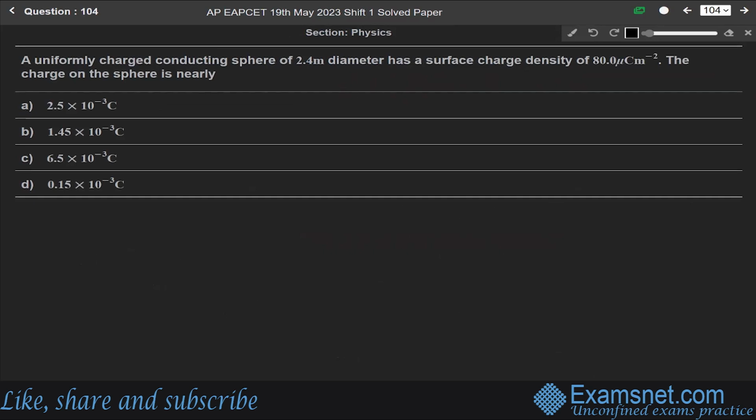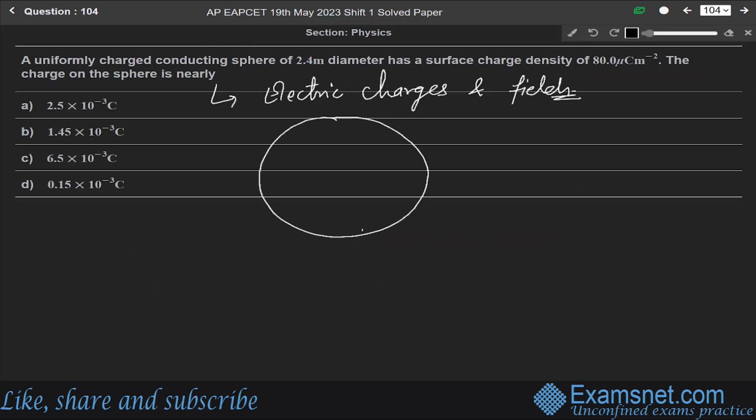A uniformly charged conducting sphere of 2.4 meter diameter has a surface charge density of 80.0 microcoulomb per meter square. The charge on the sphere is nearly? So this question is from the chapter of electric charges and fields. In this question, we are given a conducting sphere. Conducting sphere means inside the sphere, the electric field is zero. All the charge resides only on the surface of the sphere.